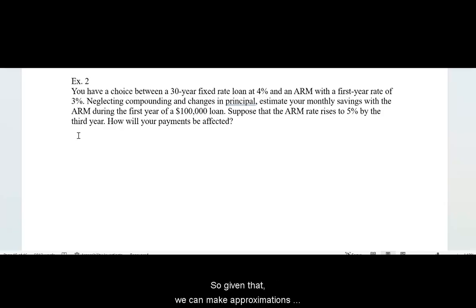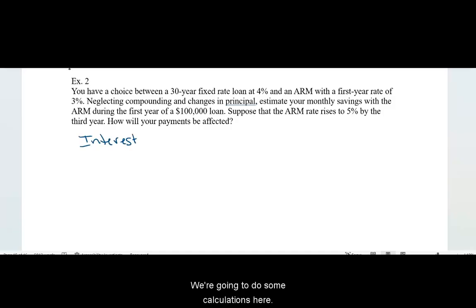So given that, we can make approximations by assuming that the principal remains relatively unchanged in that first year. So for the 4% fixed rate loan, the interest on the $100,000 loan for the first year, so let me kind of write down what I'm saying a little bit here.